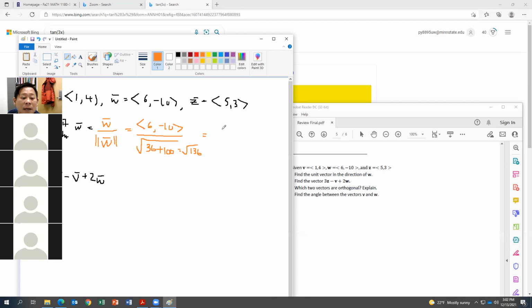So your answer in this case will be just divide this. So it will be 6 over by root 136, negative 10 over by root 136. This is what we call a unit vector. Questions?